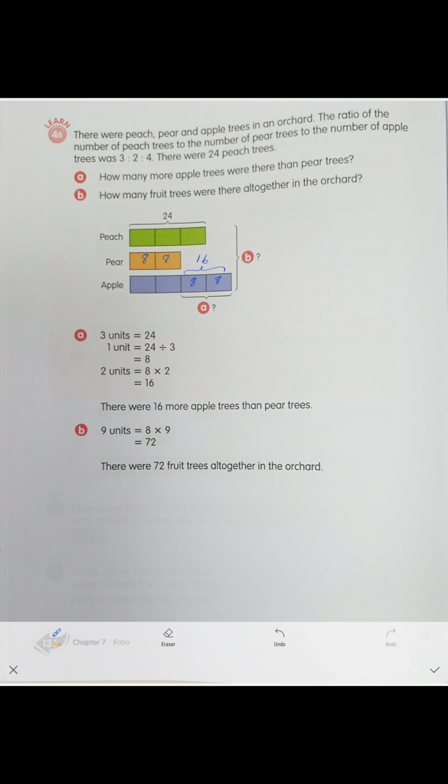Okay, and the total, right? Total amount. How many total units? 9 units, and 1 unit is 8. 9 times 8, 72. Right, this is what they show us. All right. I hope this thing is clear.